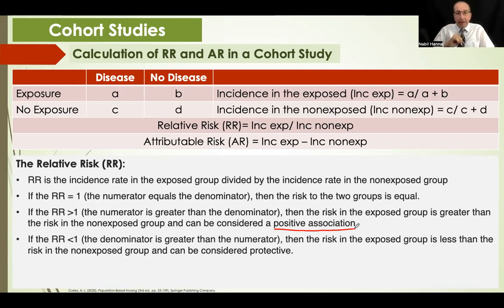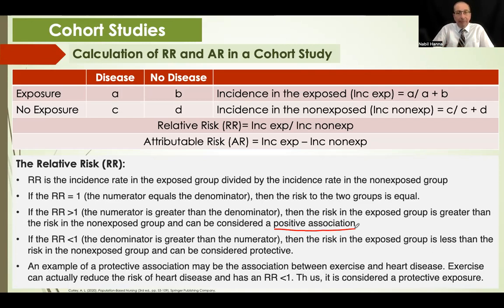If the relative risk is less than 1, which means the denominator is greater than the numerator, then the risk in the exposed group is actually less than the risk in the non-exposed group. And this can be considered protective. So if you get exposed to that factor, this might give you some protection and you will not develop the condition as expected. An example of a protective association may be the association between exercise and heart disease. Exercise can actually reduce the risk of heart disease, and exercise will have a relative risk that is less than 1. Thus, it is considered a protective exposure.